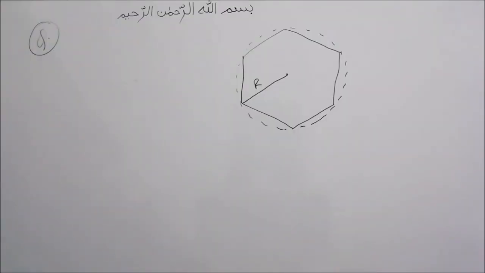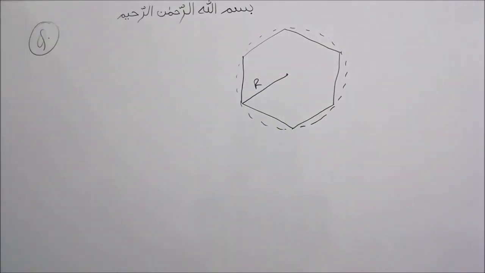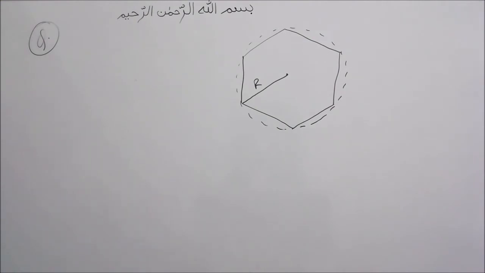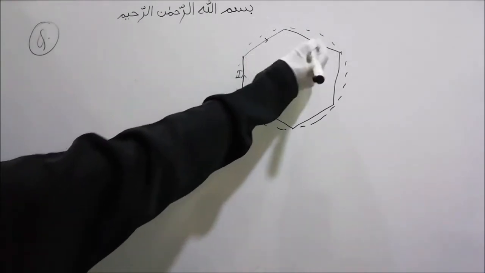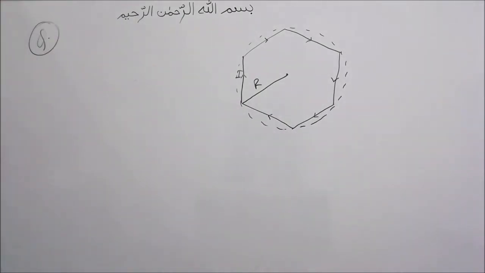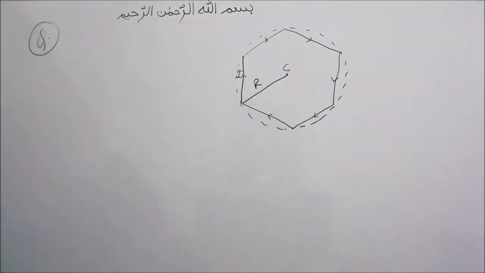Here we have a problem. A conducting wire is in the shape of a regular hexagon, which is inscribed inside an imaginary circle of radius r, that is r is the radius of the circle. A current I flows through the wire in this direction, like this. We have to find the magnitude of the magnetic field at the center of this circle, let's say at this point C.